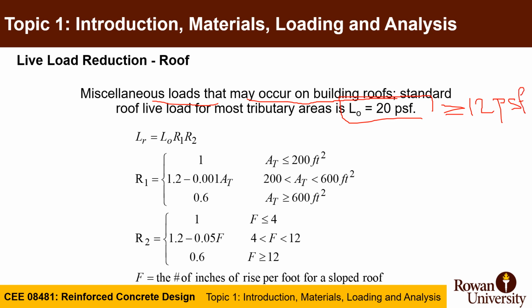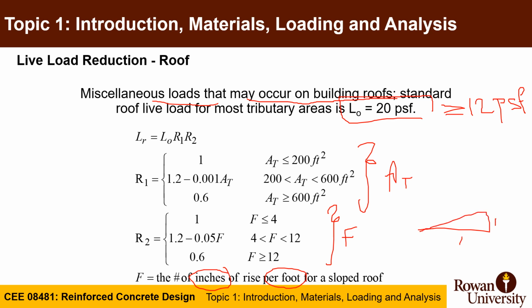Your reduction factor will be a function of the tributary area AT and the slope F, which is the number of inches of rise per foot length. So if you have a slope of 1 to 4, let's say 1 to 4 is equal to 3 to 12, your F value will be 3 inches for a rise of 1 foot.